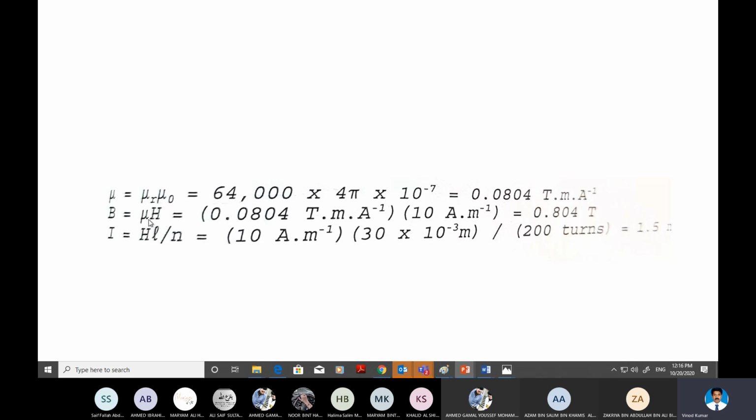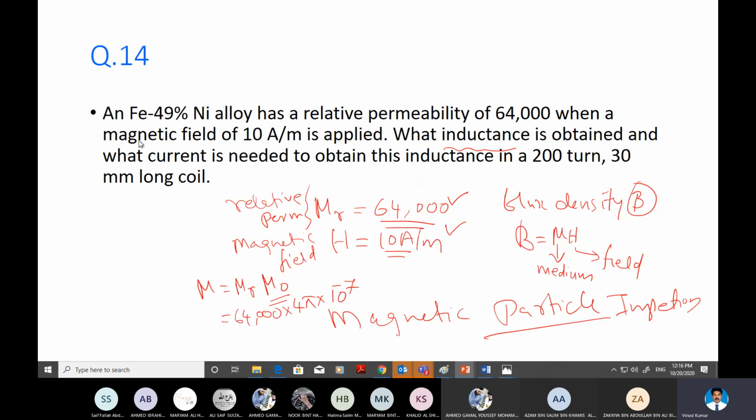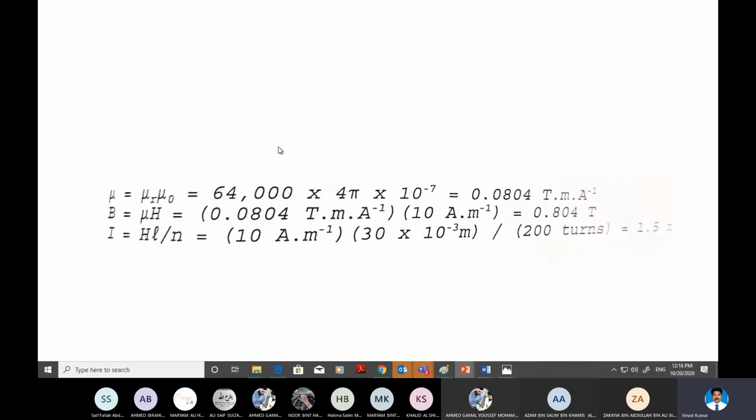Then B is equal to mu H. This is the inductance we need to find. Mu we calculated from here. Then H is already given in the question as magnetic field 10 ampere per meter. When you substitute it, you get 0.804 Tesla. The unit is Tesla, the unit of magnetic flux density.